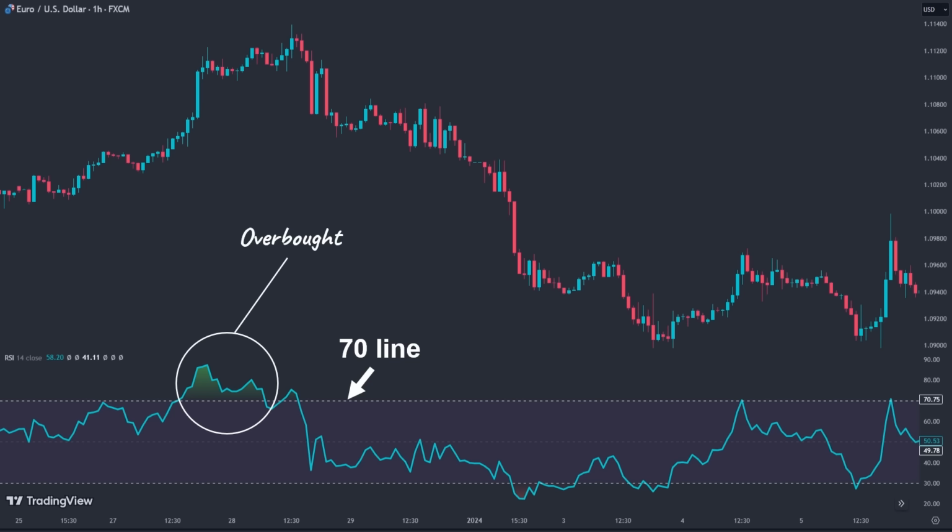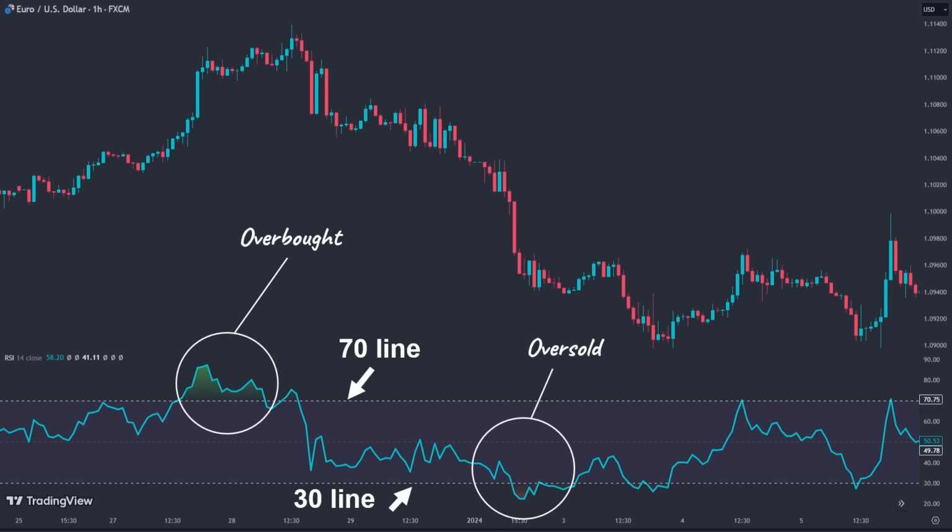Conversely, when the price falls below the 30 line on the RSI, it usually indicates that the currency may be oversold. This suggests that the price has decreased significantly in a relatively short period, and there is a possibility of a price reversal or bounce back.